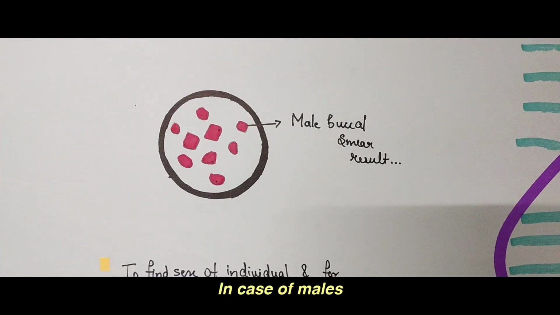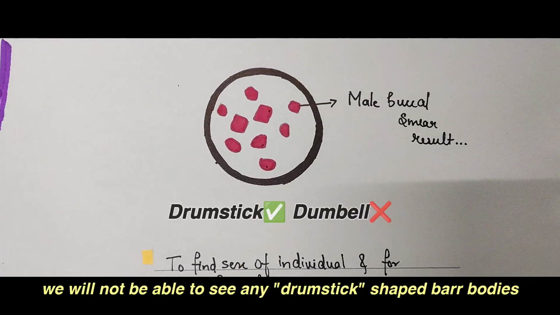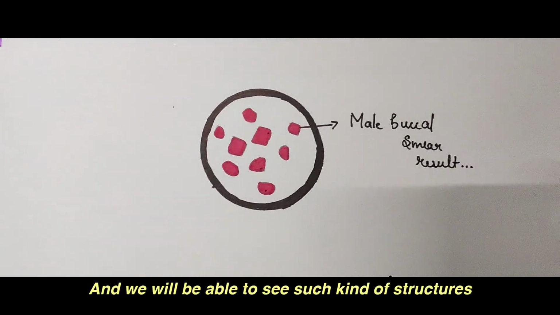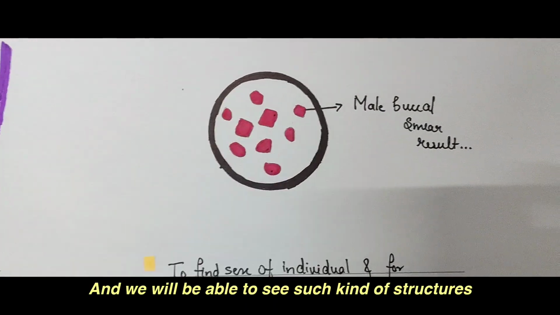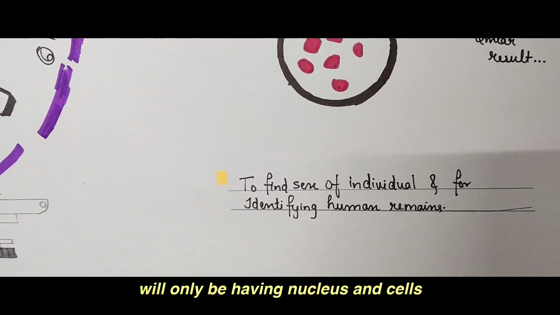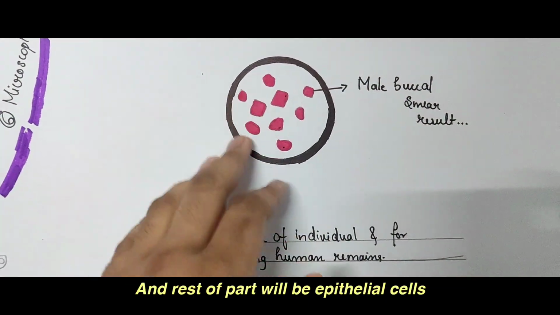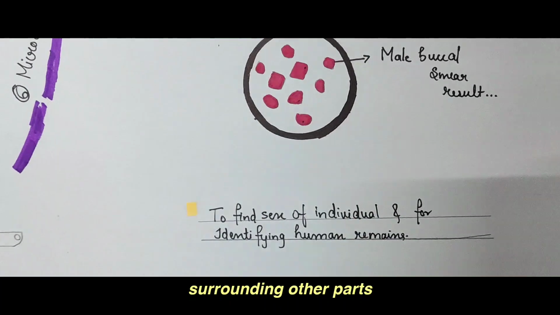In the case of males, we will not be able to see any dumbbell-shaped Barr bodies or any Barr bodies at all. We will only see the nuclei in the cells, and the rest of the part will be epithelial cells surrounding other parts.